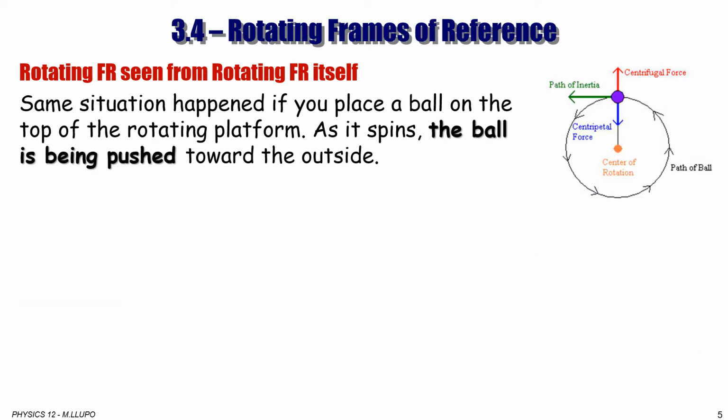And the same situation happens with any object, not just with people. For example, if you have a ball on a spinning platform, the ball is being pushed toward the outside. Otherwise, the ball will fly away. So the ball is being held either by the static force of friction or by something that is holding the ball to undergo circular motion.